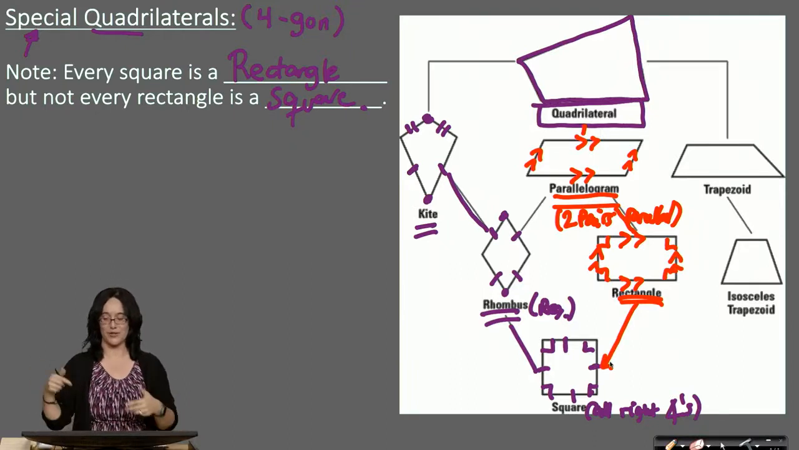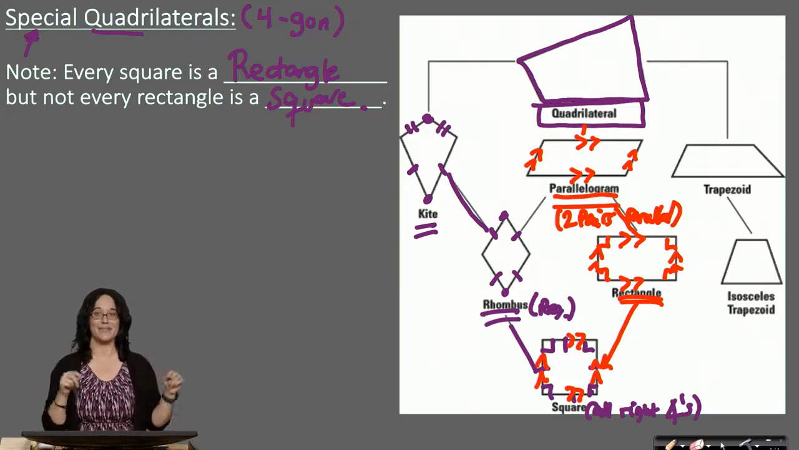Really? So a square is also a rectangle? Yes, by definition, because it is a parallelogram, two pairs of parallel sides. We see that here, parallel to parallel, parallel to parallel. So two pairs of parallel sides, right? As well as the fact that in every corner is a 90-degree angle. So by definition, every square is a rectangle, but not every rectangle is a square.